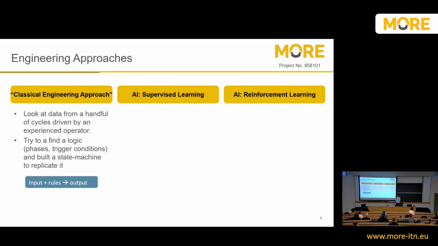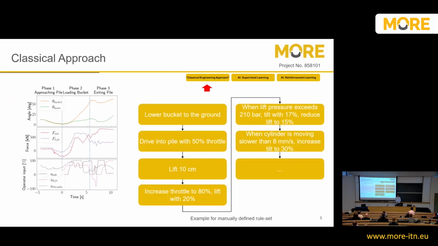So you can summarize this with that you have some kind of input, your data, your variables, your forces and angles, and then you define some rules, and then you will get what the operator is doing. And here is one example.